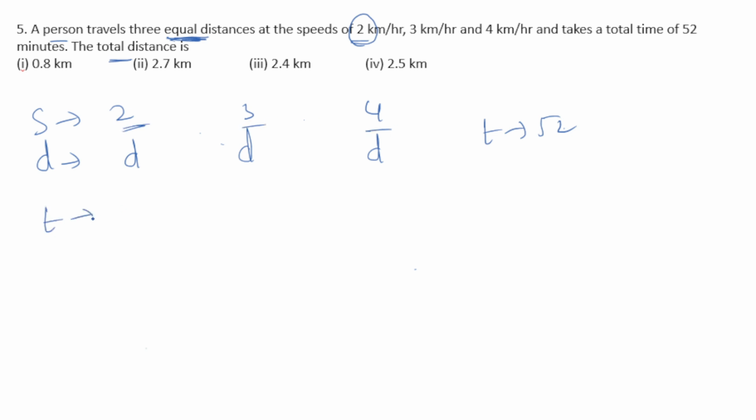So what is the time taken in the first case? Time is equal to distance divided by speed. In the second case, time is equal to D by 3 and in the third case, time is equal to D by 4. So what is the total time taken?